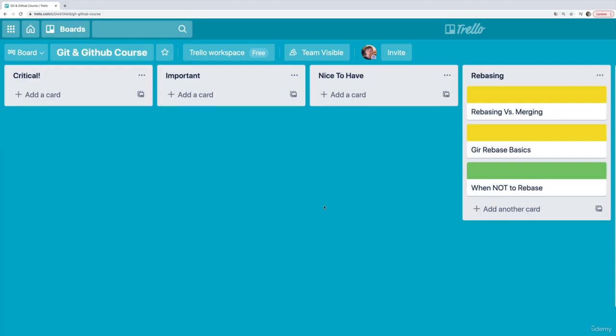Welcome everyone. In this section, we're talking about one command and only one command, git rebase. So this is a command we haven't talked about at all. I don't even know if I've mentioned it so far in the course. And that's because it's another one of these commands that you don't have to use.